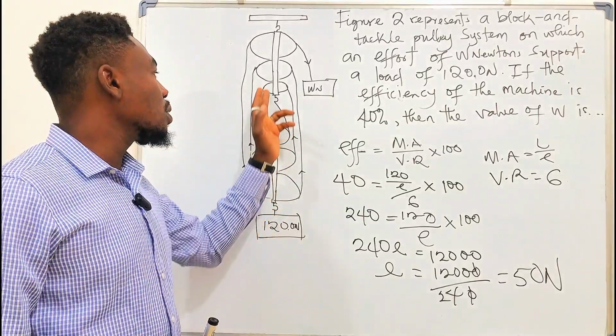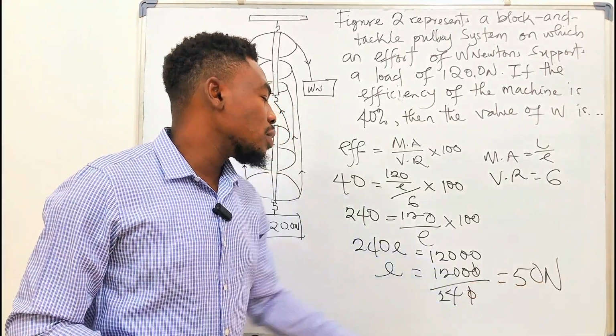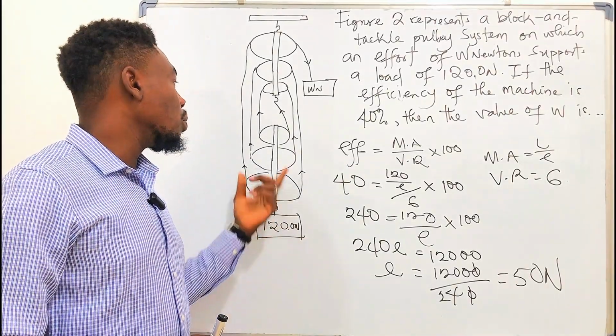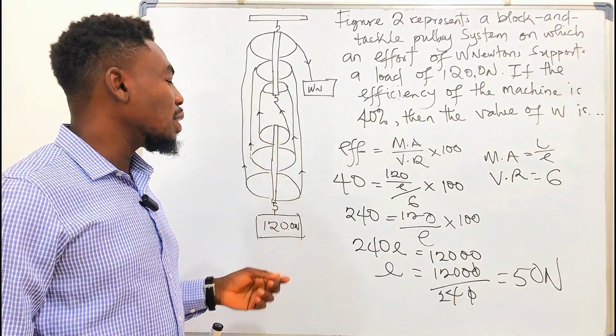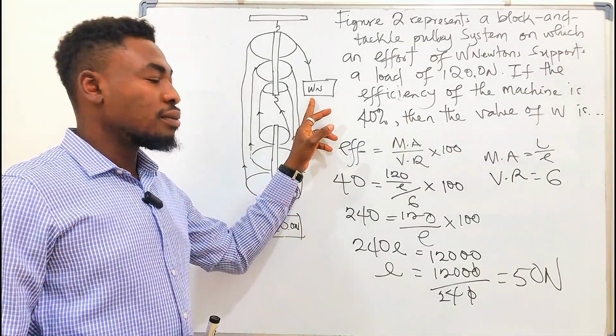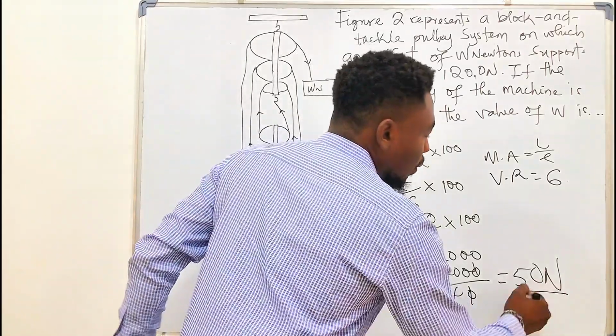Normally, without these wheels, with the strength of 50 Newton, I don't think anybody can lift 120 Newton, but we have this setup, a pulley system like this, that can lift 120 Newton with only 50 Newton. So we're done with this question.